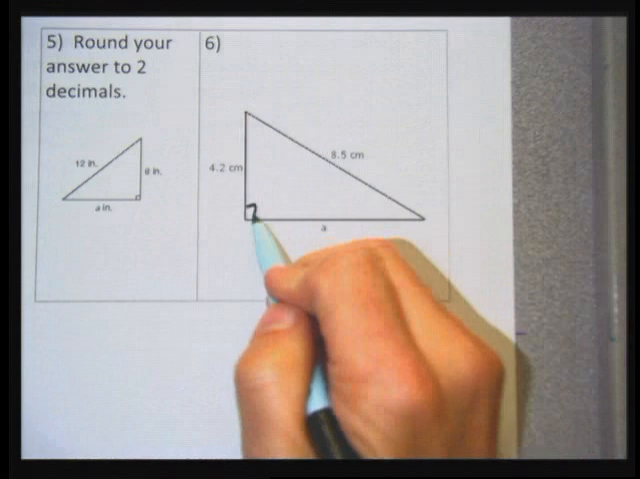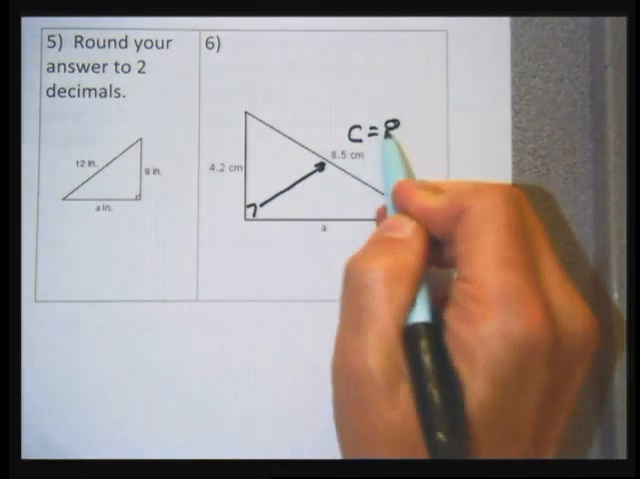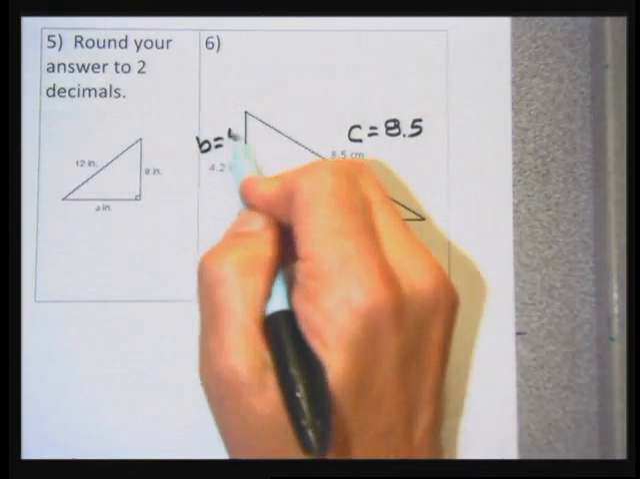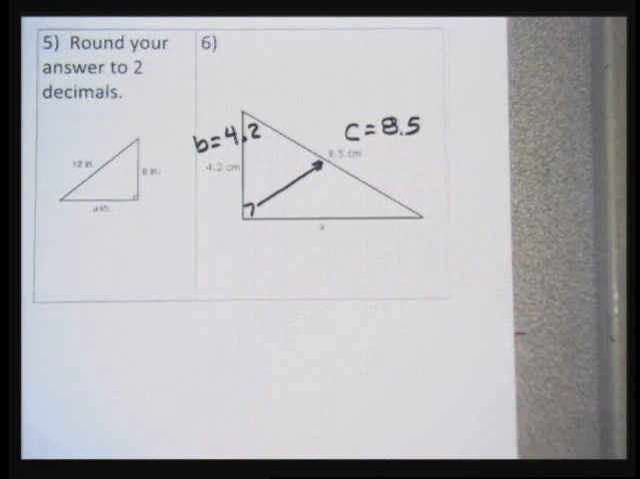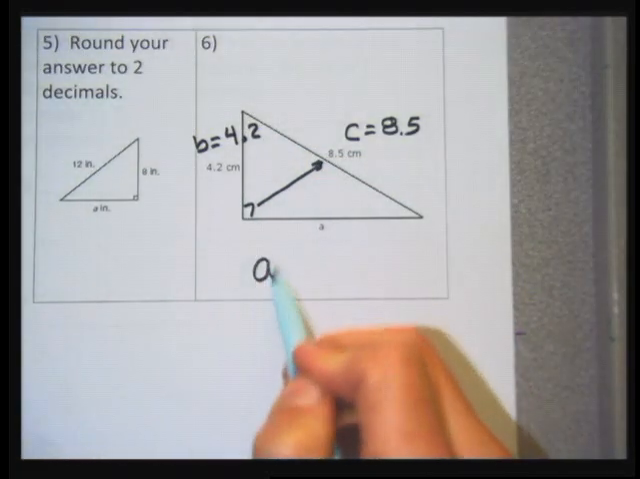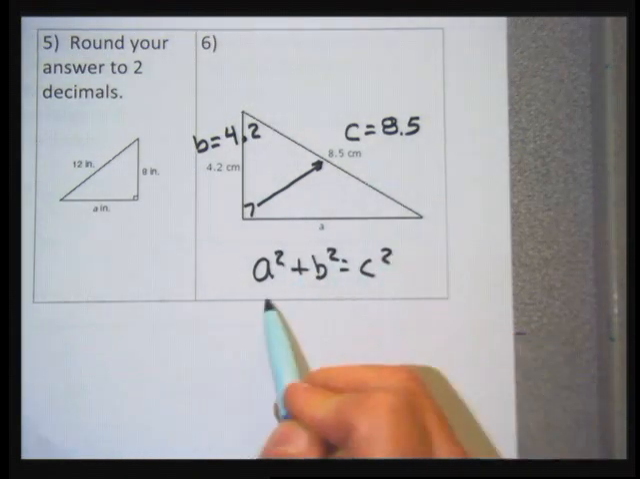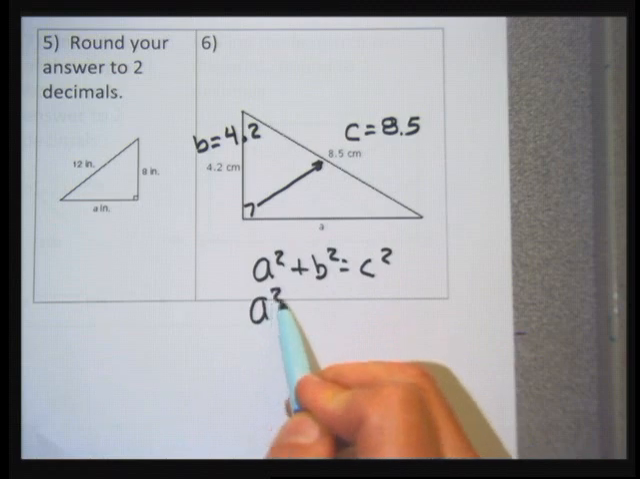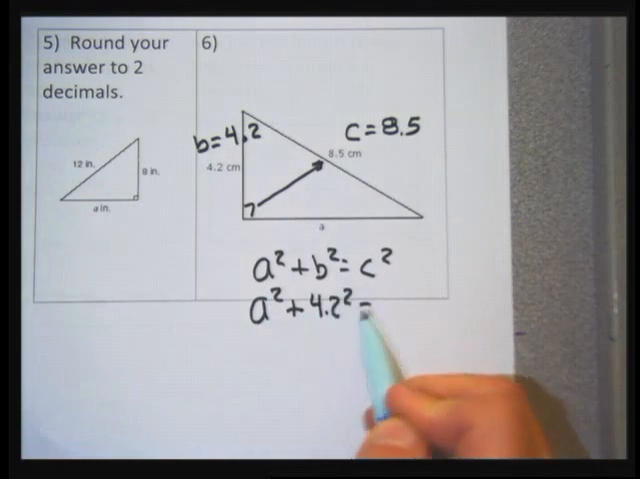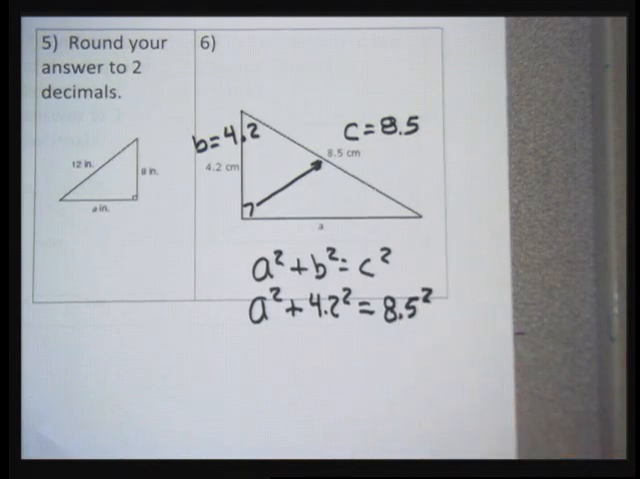The side across from the right angle has to be the C, and the other unknown side must be B, because one of them is already labeled A. So I'm going to use the formula A squared plus B squared equals C squared. I'm going to leave the A as an A. In for the B, I'm going to put a 4.2. And in for the C, I'm going to put an 8.5. And again, I throw my units in at the end.